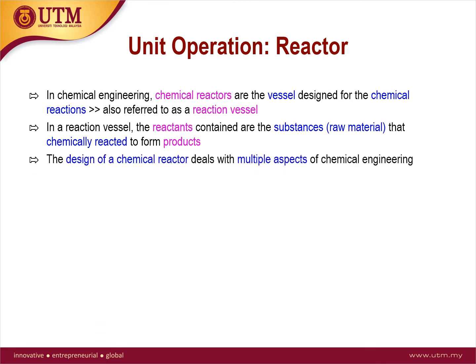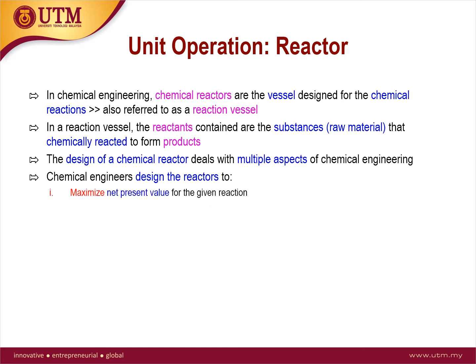The products are not limited to the desired product. There are three types of products: main product or desired product, undesired product, and also unreacted product. The design of a chemical reactor deals with multiple aspects of chemical engineering. As a chemical engineer, you need to design the reactor in order to firstly maximize the net present value for the given reaction. Secondly, to ensure that the reaction proceeds with the highest efficiency towards the desired output product.